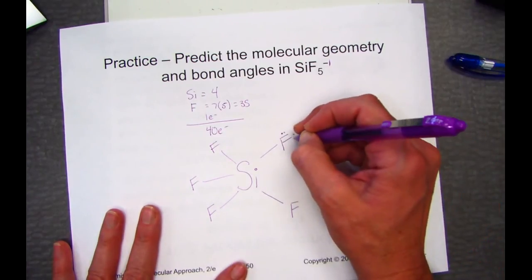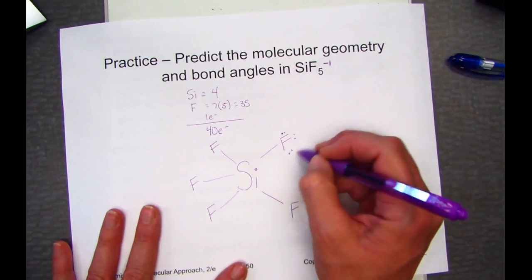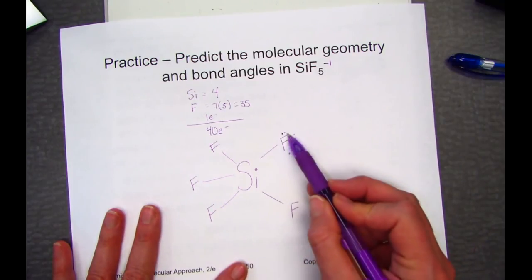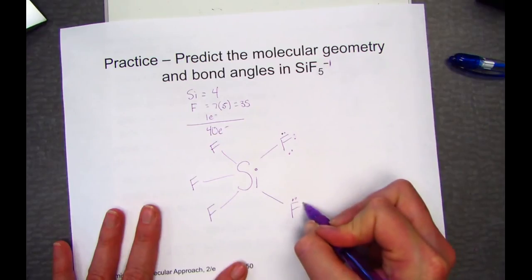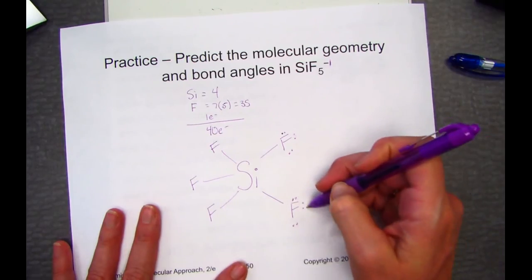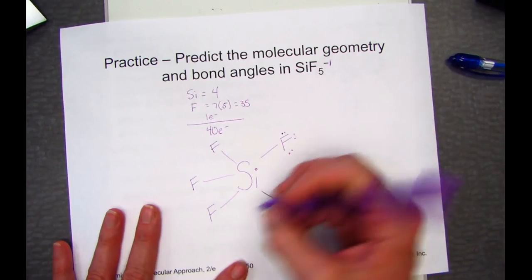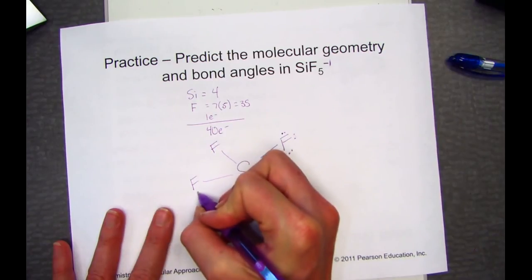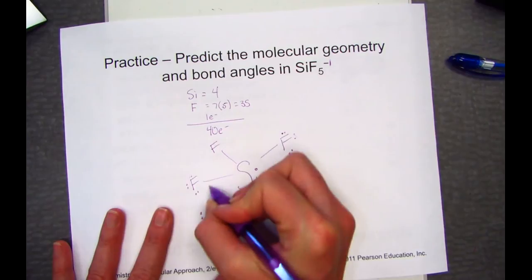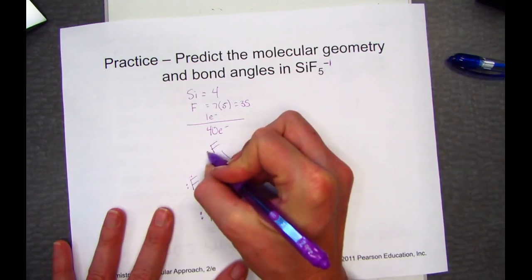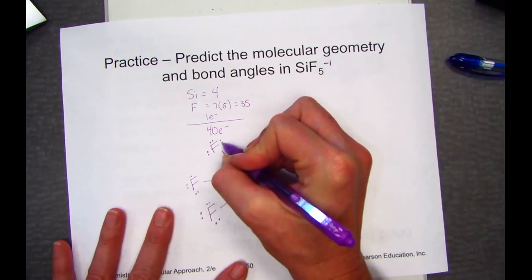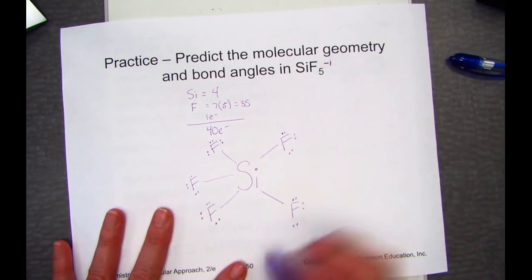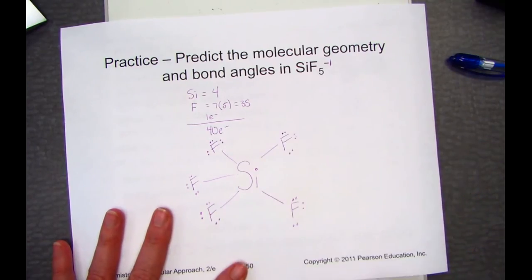If we place six more dots, giving us plus one to attach back, we get the total of seven that fluorine had. So 2, 4, 6, 7, 8, 9, 10, 11, 12, 13, 14, 15, 16, 18, 20, 22, 24, 26, 28, 30, 32, 34, 36, 38, 40. Each line counts as two electrons. We've just placed 40 electrons around the central atom.